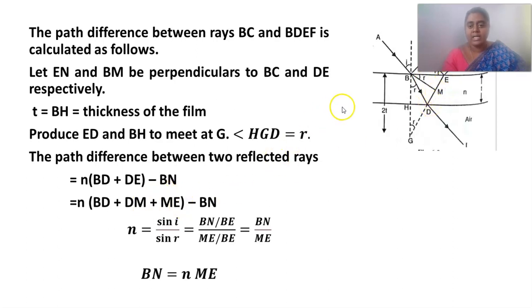Using these two triangles, we know that refractive index n is equal to sin i over sin r. Sin i can be written using the triangle BNE as BN by BE, and using the smaller triangle, you can calculate sin r as ME by BE. So BE gets cancelled here, and you get BN equal to n times ME. Here there is a small thing: you extrapolate this ray, and the normal is extrapolated to coincide at G, so that we know what 2t is here. 2t is BG, so GB is 2t here.